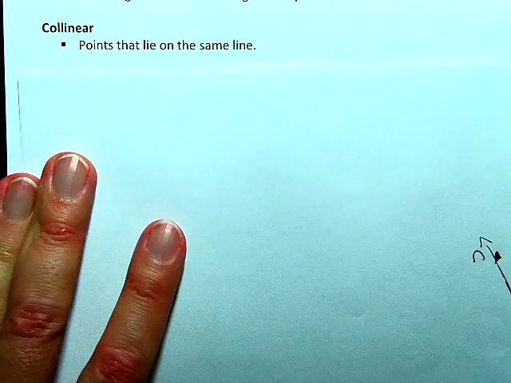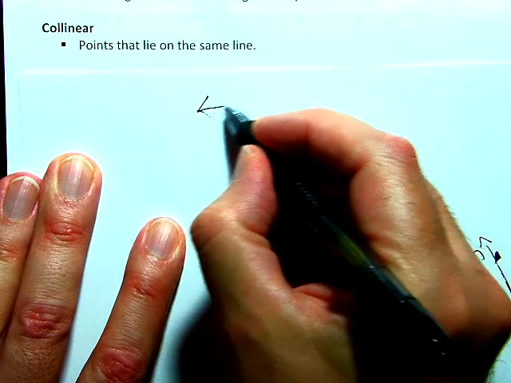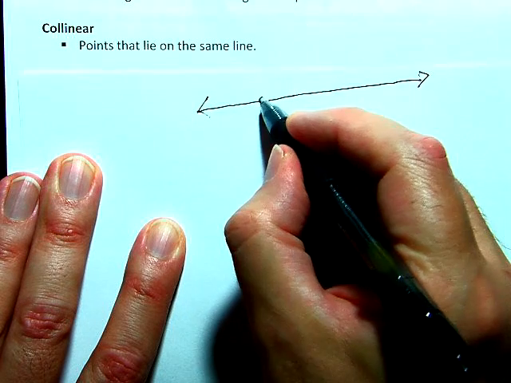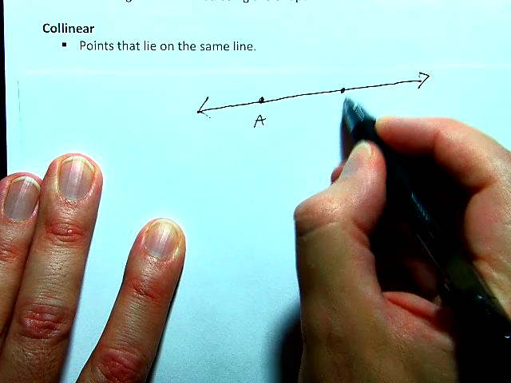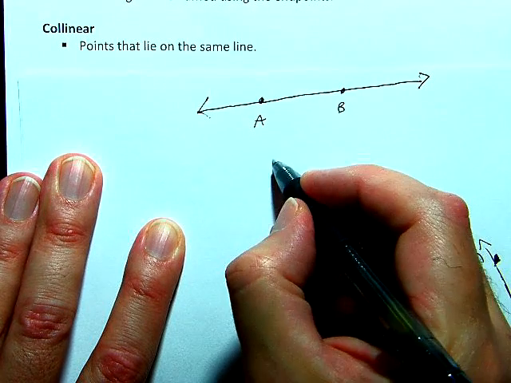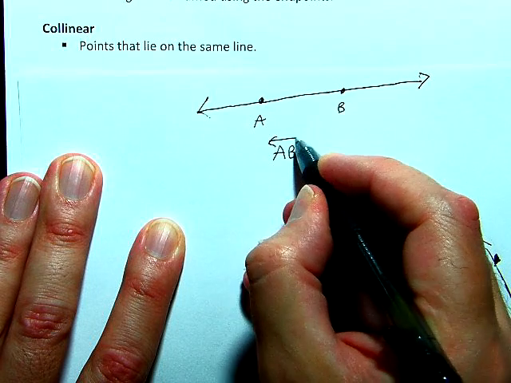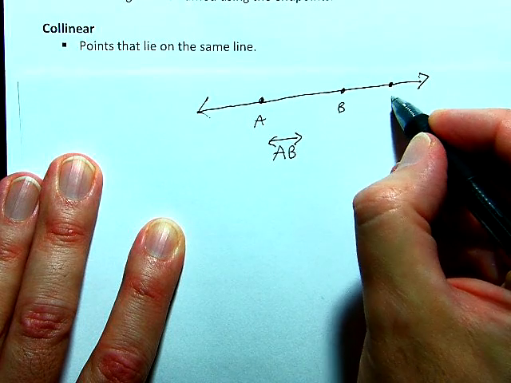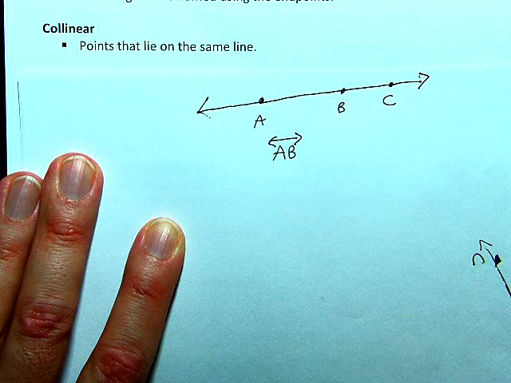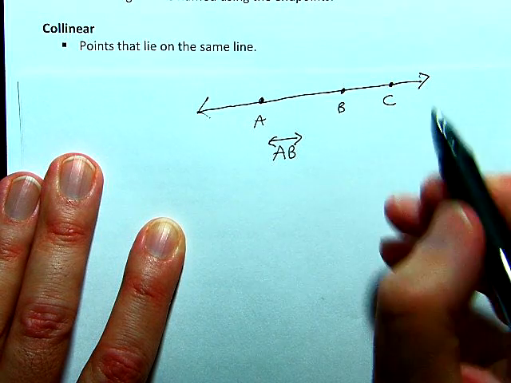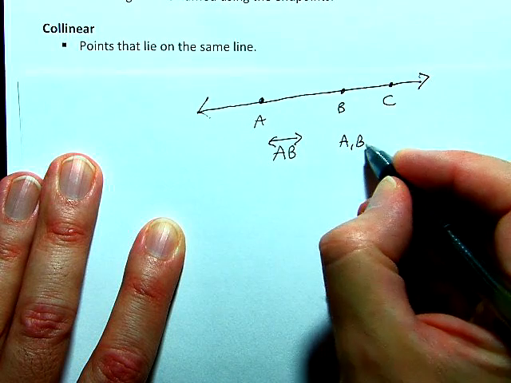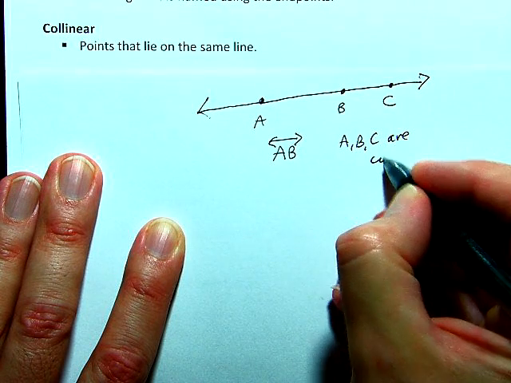So let's take a look at a collinear set of points. This is my line, and this is point A, and this is point B. So I'm talking about line AB, which I can denote like that. A point that's on line AB would be point C, let's say. I'm just making this up, but I'm calling this point C. So now I would have to say that A, B, C are collinear.